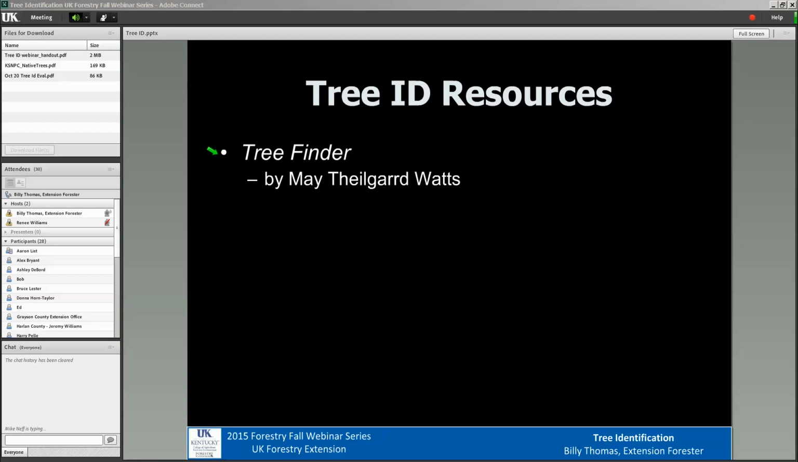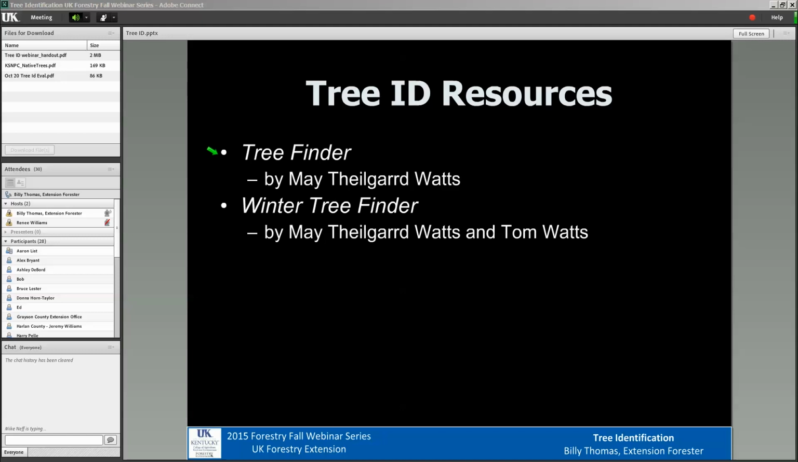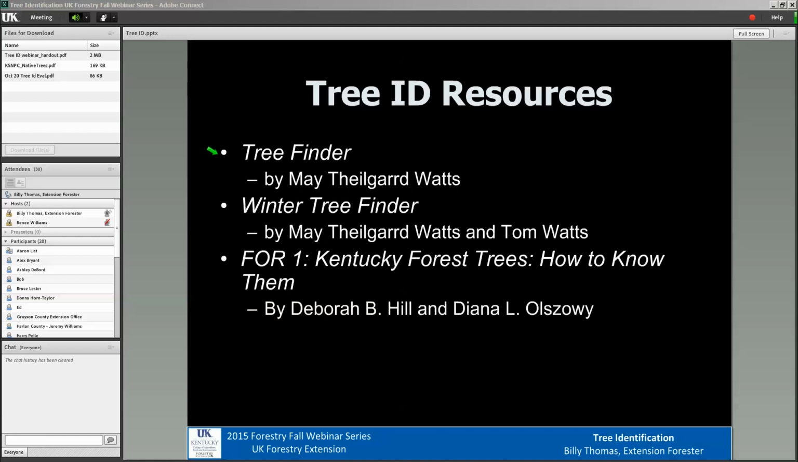So we talked about the tree finder, the one we use there. It's a great one. Encourage you to check it out. The winter tree finder. There's another one. We also have one that we sell here out of the Department of Forestry for only $2. It's a real bargain, and it comes with a little key as well. So that's something that might be available for you.